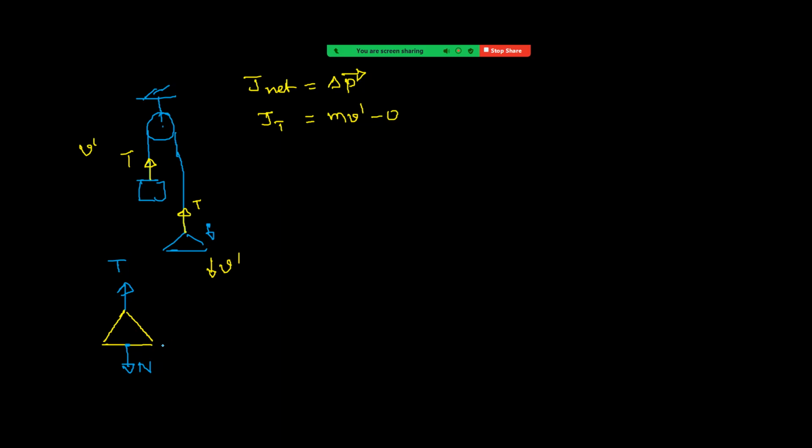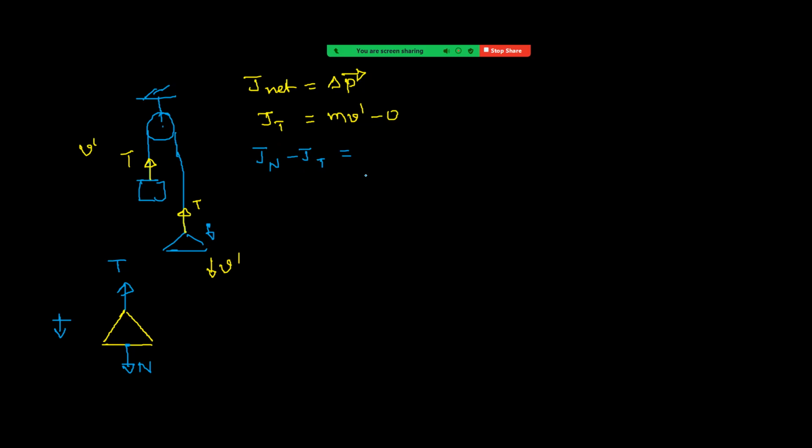Let us take a sign convention here, because one is up and one is down. Let us take down as positive. Then the impulse due to normal reaction is positive, and the impulse due to tension is negative. Minus impulse due to tension. This is now the net impulse.